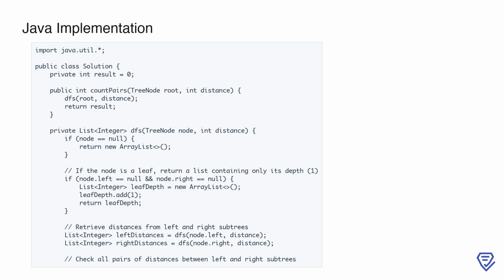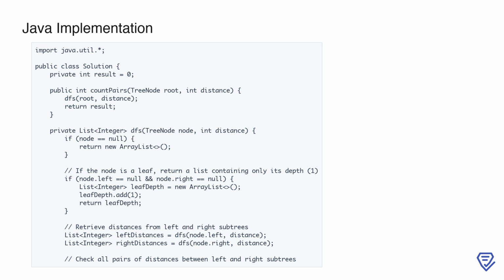First, we handle the base case. If the current node is null, we return an empty list as there are no distances to calculate. If the node is a leaf, meaning it has no left or right children, we create a list containing just the depth of the leaf, which is 1, and return it. This allows us to propagate the depth information upwards in the tree.